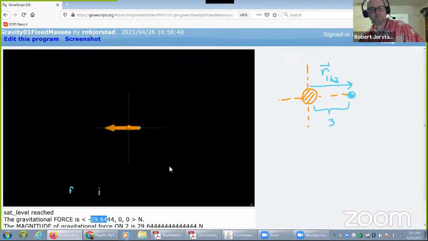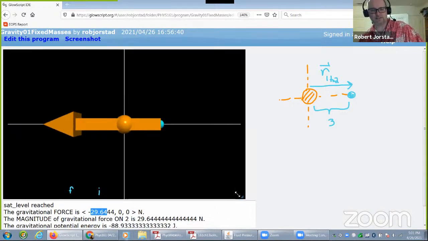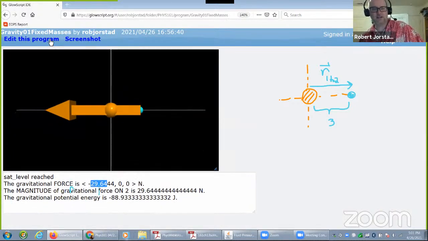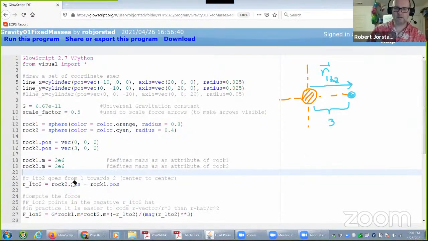That's my bad. All right, so now you might be wondering what this saturation level is. See how it says sat level reached? Let me comment on that. Here's the deal. Give me just a second to get this cleaned up. All right.